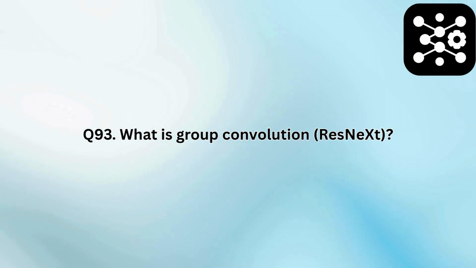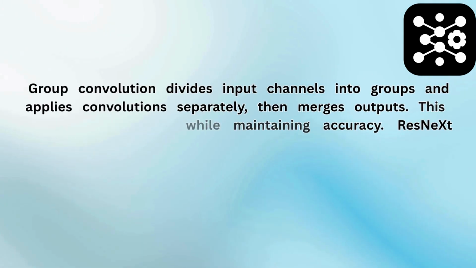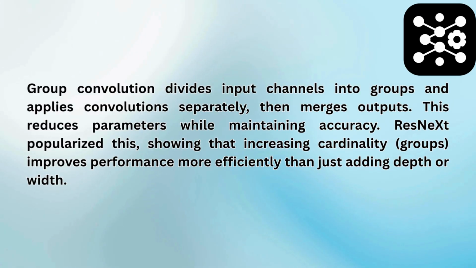What is group convolution? ResNeXt. Group convolution divides input channels into groups and applies convolution separately, then merges outputs. This reduces parameters while maintaining accuracy. ResNeXt popularized this, showing that increasing cardinality, the number of groups, improves performance more efficiently than just adding depth or width.